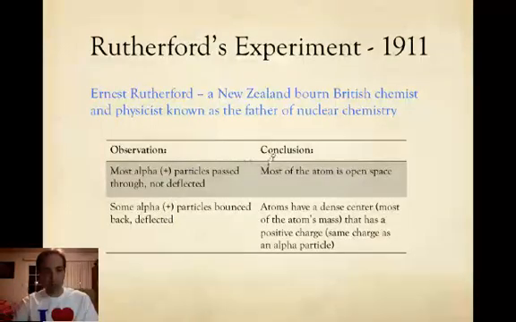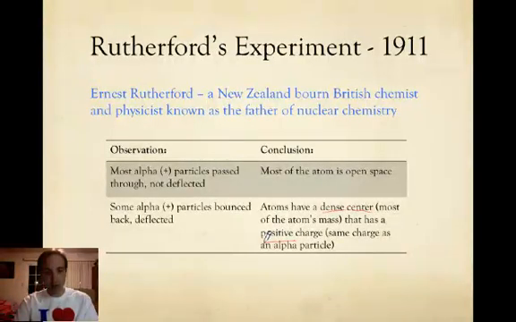Well, what does this mean? Well, his conclusion was, first of all, that most of the atom is open space. Hence, most of the alpha particles were able to shoot straight through. The alpha particles that were deflected must have come in contact with a dense center. So he had the idea that at the center of the atom, there was this really tiny center with a lot of density. In fact, most of the atom's mass was stored there. And that it had to have a positive charge.